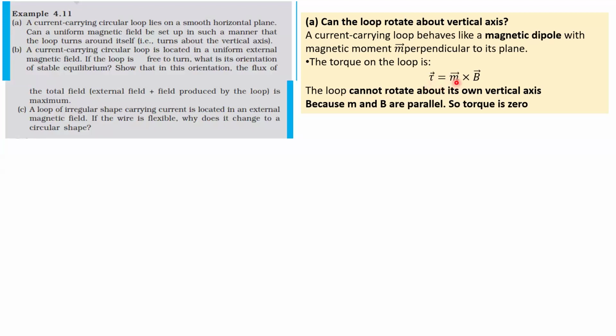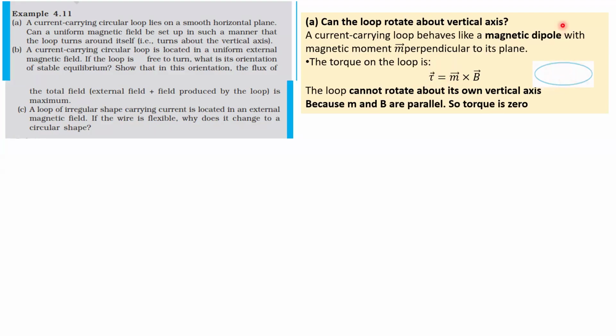Tau equal to m cross B. Here, torque tau is always perpendicular to m. That is the first point. Same way, torque is also perpendicular to the magnetic field. Now, here in the question, the coil is kept horizontal, right? This is the coil. Now, suppose the current is flowing in this direction.